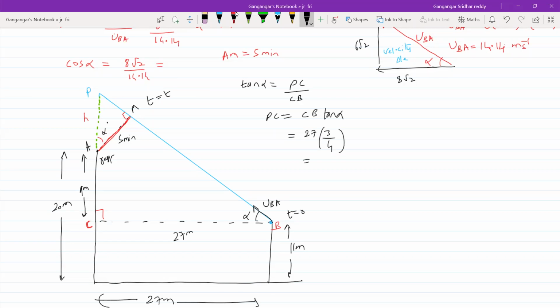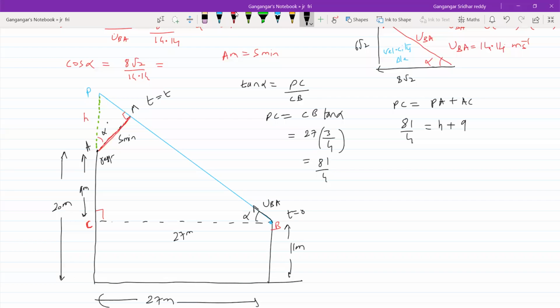So 27 into 3 by 4, that is 81 by 4. So can we calculate H now? Yeah, so I'll calculate PA now. PC is equal to PA plus AC. The PC value we know, 81 by 4. PA is H, which we have to find out. And AC is 9 meter. So I'll get the value of H.